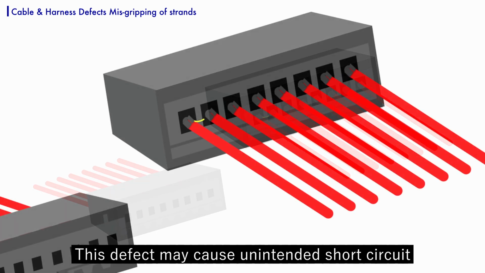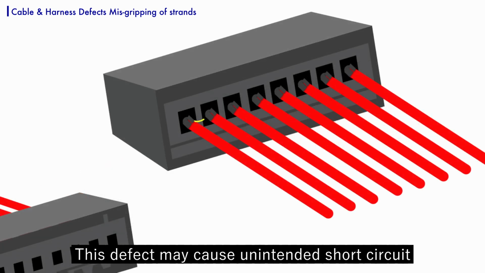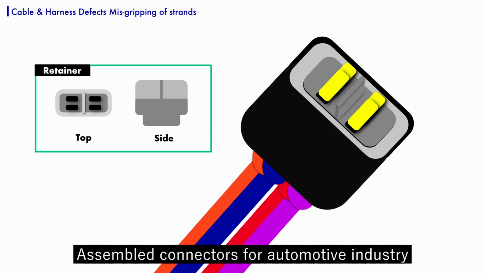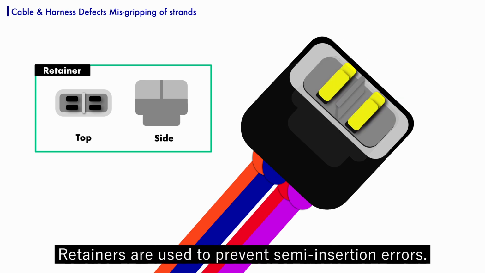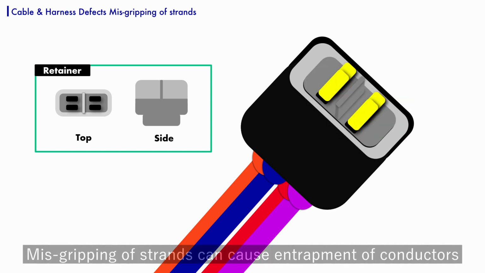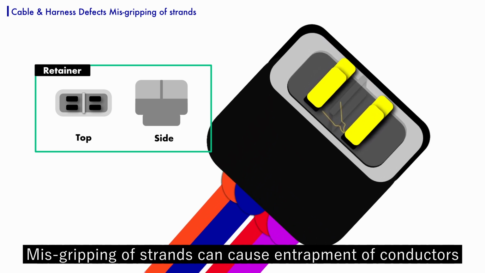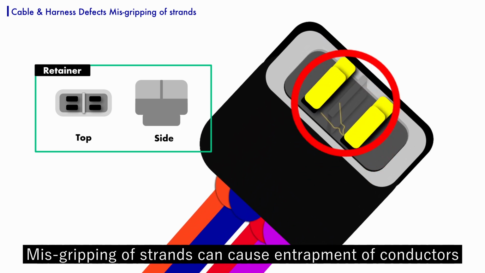This defect may cause unintended shorts. Assembled connectors are used in the automotive industry. Retainers are used to prevent semi-insertion. Misgripping of strands can cause entrapment of conductors, resulting in defects.